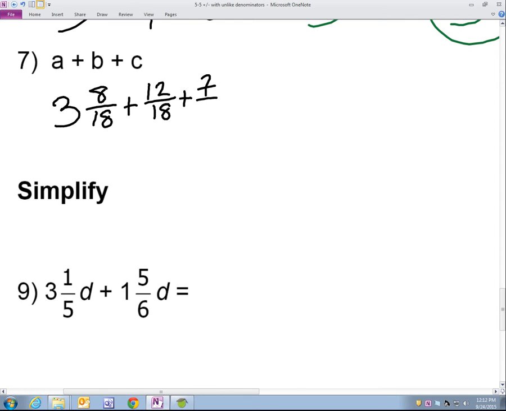Yep, okay. And that's just taking the ones from the one before it. So we have 3 and 27 over 18.